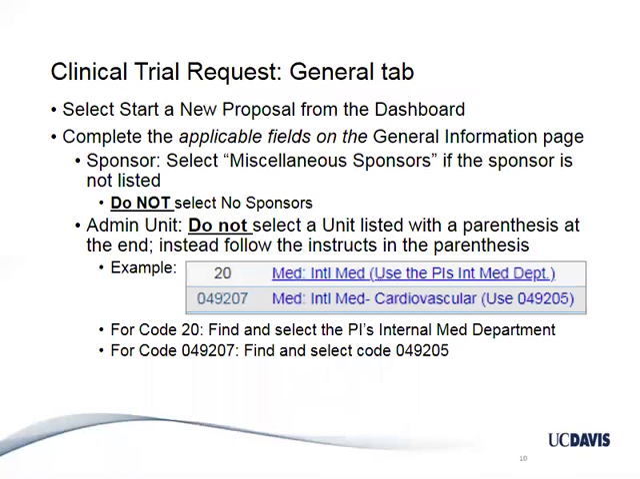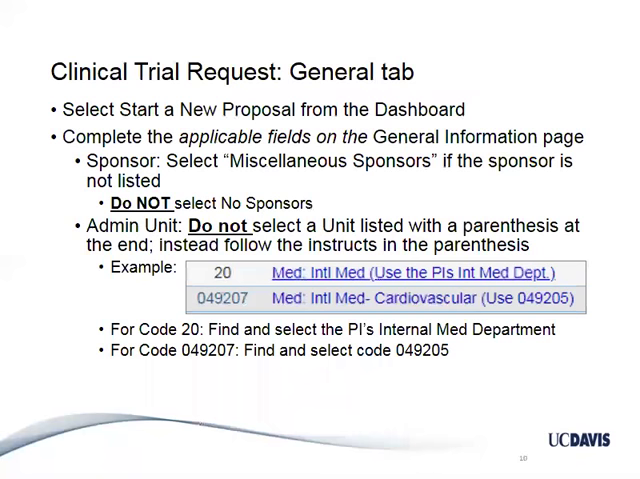So the General tab is the first tab that you create. And once you create this tab, the other tabs will populate so that you can start creating them as well. I know a lot of you have seen this, so it's going to be remedial. You want to complete every field that's applicable on the general information page. And that's spelled out for you in your script that you have.